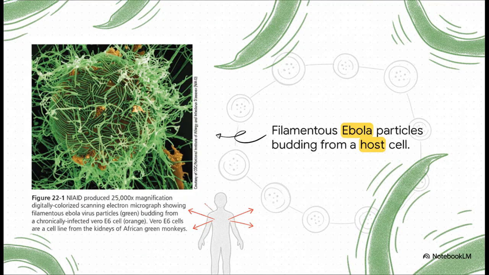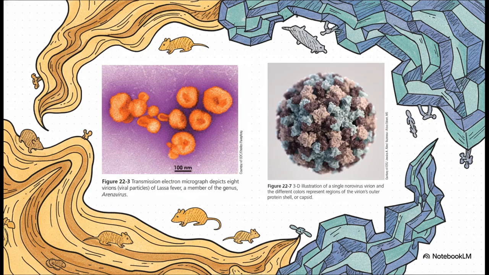Just look at this 25,000 times magnification of Ebola virus particles budding from a host cell. Those green filamentous structures, that is the virus itself. It's honestly a mesmerizing yet incredibly deadly evolutionary adaptation. It allows the virus to spread rapidly through a patient's blood, eventually leading to systemic shock. So the crucial point here is recognizing the sheer diversity of these enemies, particularly when we contrast our threat categories.